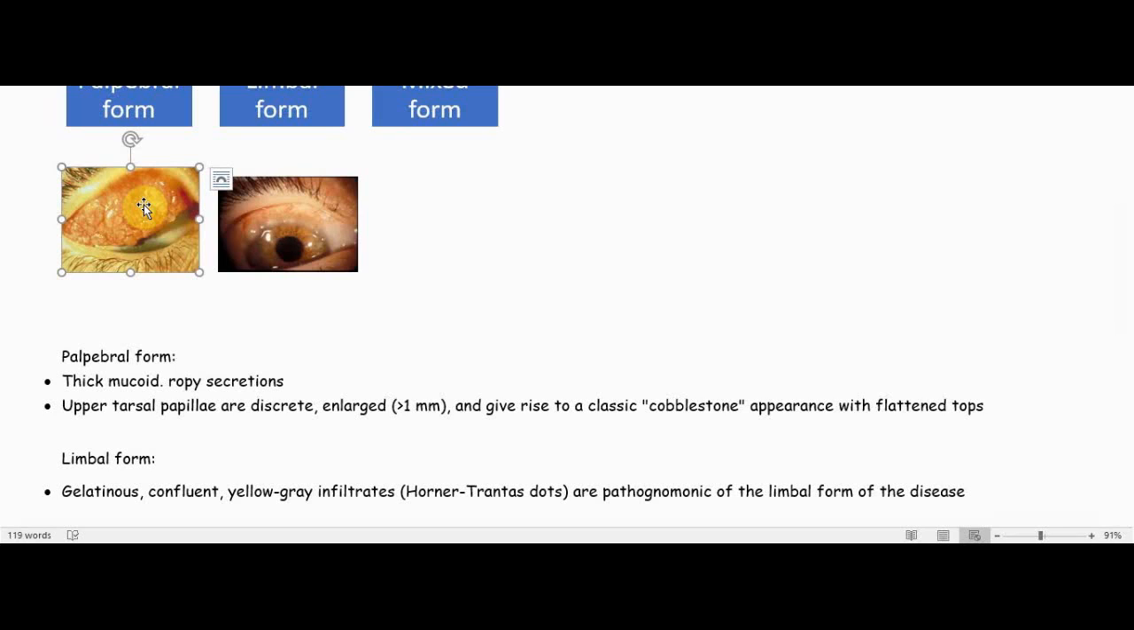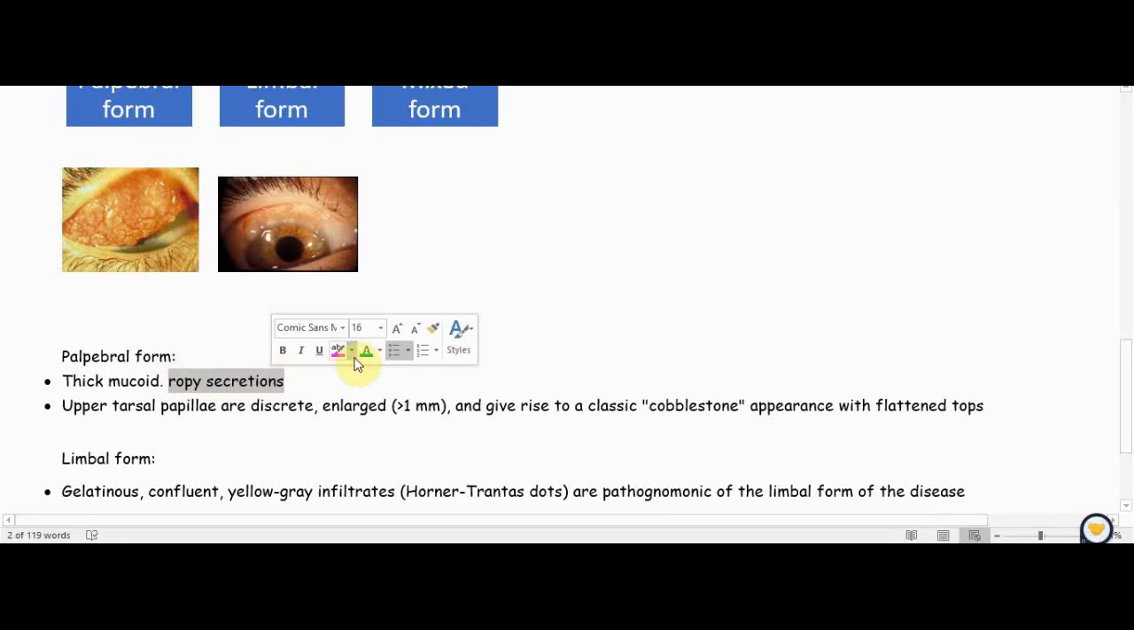As I mentioned previously, when we were talking about conjunctivitis in general, conjunctivitis can be divided on the basis of the discharge into watery, mucoid, mucopurulent, or purulent. Watery discharge was mostly associated with viruses. Mucoid discharge is associated with viruses and with allergy. And in the case of the palpebral form of vernal keratoconjunctivitis, there is the presence of thick mucoid ropey secretions. This is important and will likely be mentioned in a clinical scenario when they're trying to hint at vernal keratoconjunctivitis. This is important. Let me just underline this too.